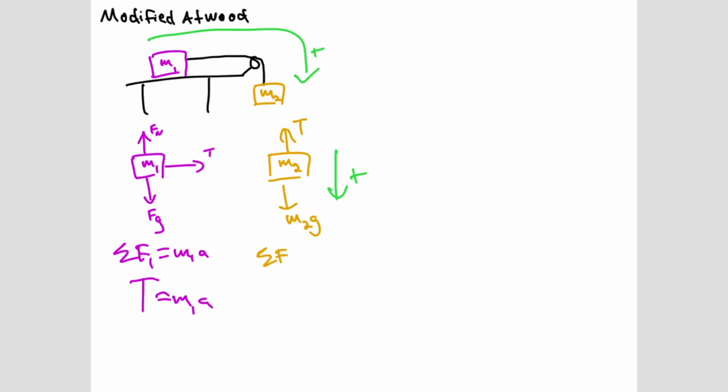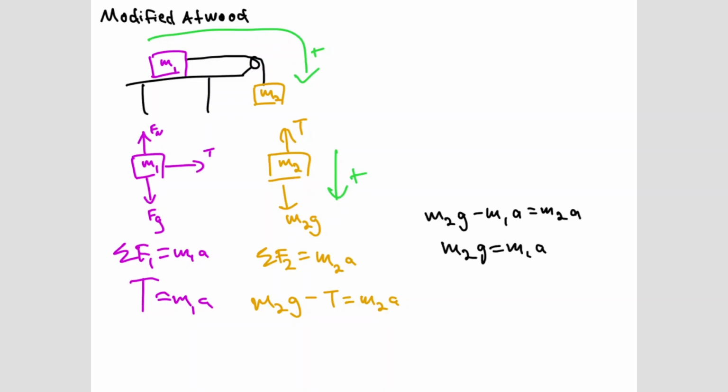So let's see, that to A. So then M2G minus tension is equal to M2A. Now with this, because the pink equation is already isolated for T, I think I'm just going to plug it into the second equation. So then we get M2G minus M1A is equal to M2A. I'm going to bring M1A to the other side. M2G is equal to M1A plus M2A.